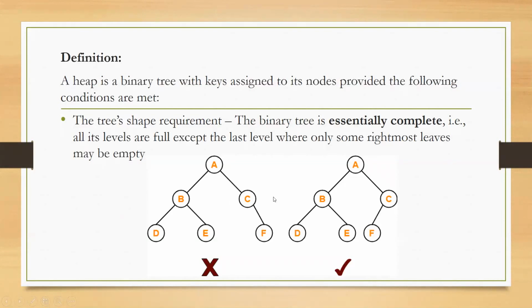What does essentially complete tell us? It tells that in the last level, there can be empty rightmost leaves. In between, there cannot be any empty leaves. I hope you understood this point. So first, this is the requirement that the binary tree should be essentially complete.